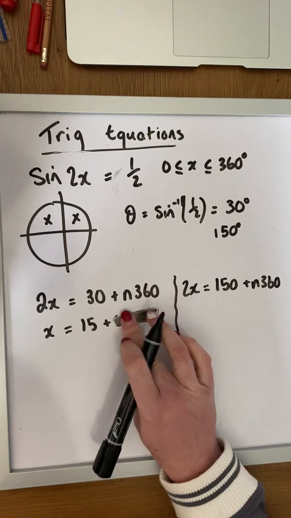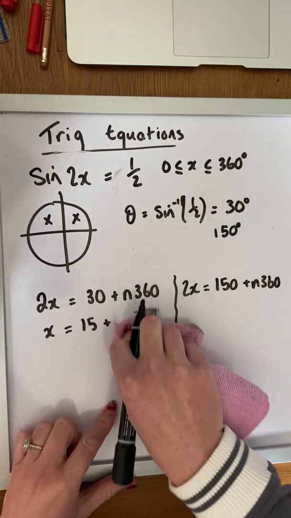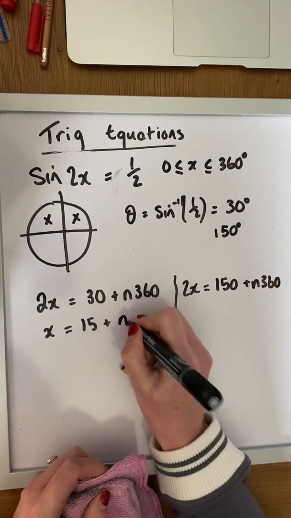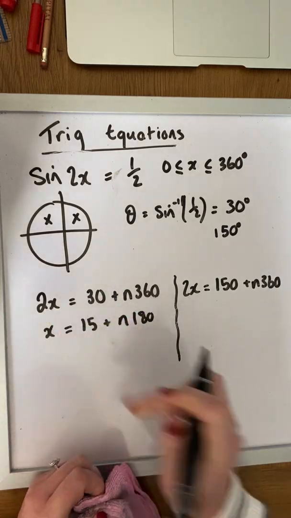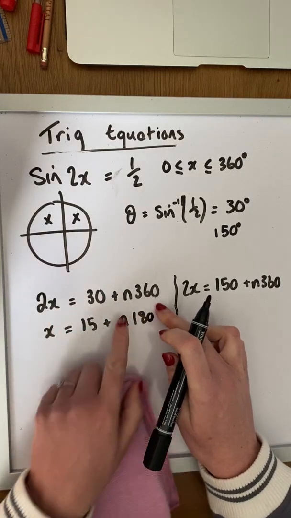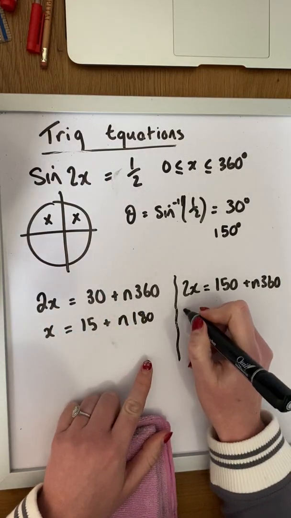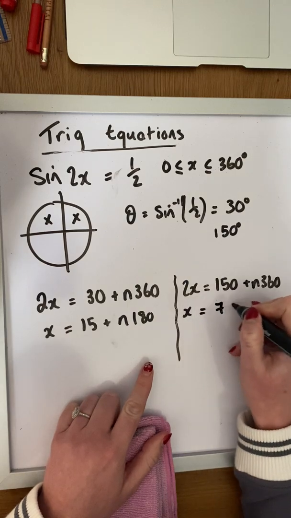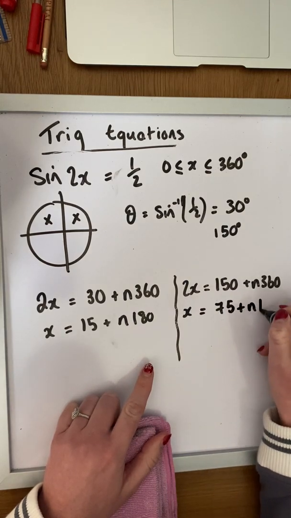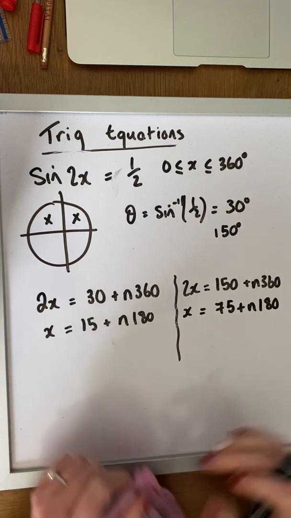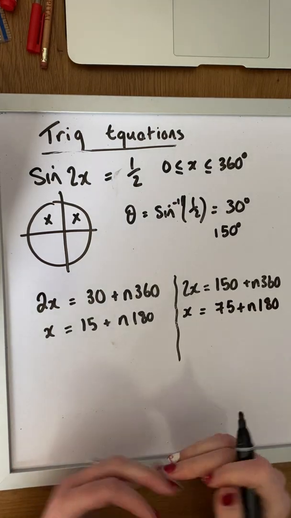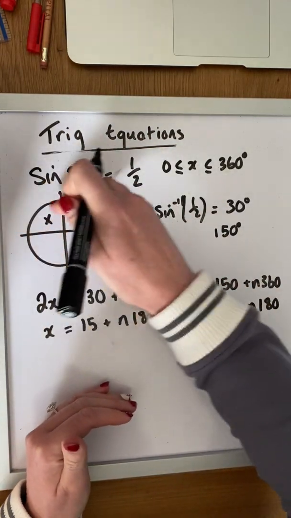Don't need the bracket there, so 15 plus n times 180. What we have to make sure of is that we divide both sections of the equation by 2. And again over here, we're looking at x is equal to 75 plus n times 180. When we're dealing with numbers of rotations, so that's just step 1, identify your quadrants.